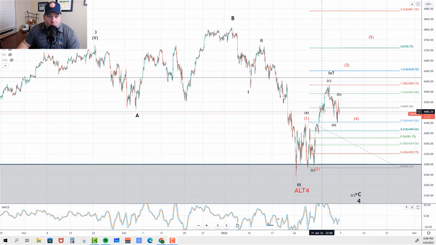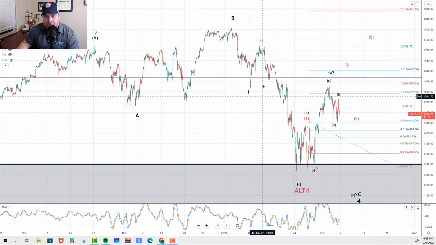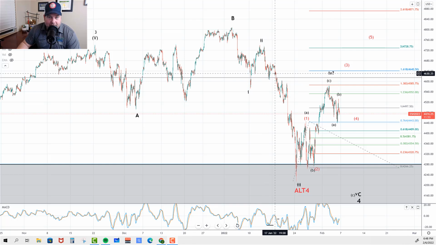Okay, guys, so here we are on the 1-hour futures chart, and we're zoomed out here. I know some of you want to see a bigger picture from time to time so that you can visualize where we're at in the wave counts better. So we completed bigger wave 3 back here in November, and then we came down in A, up in B.